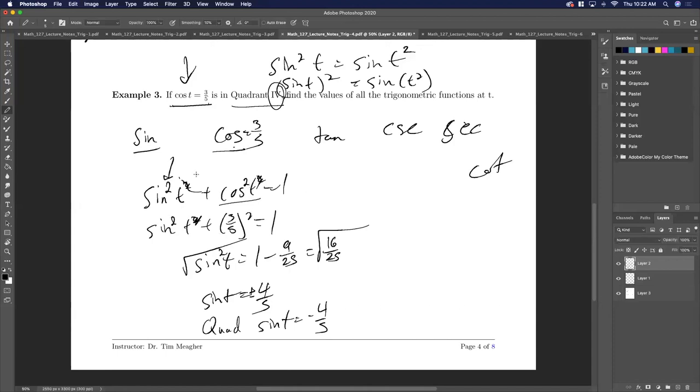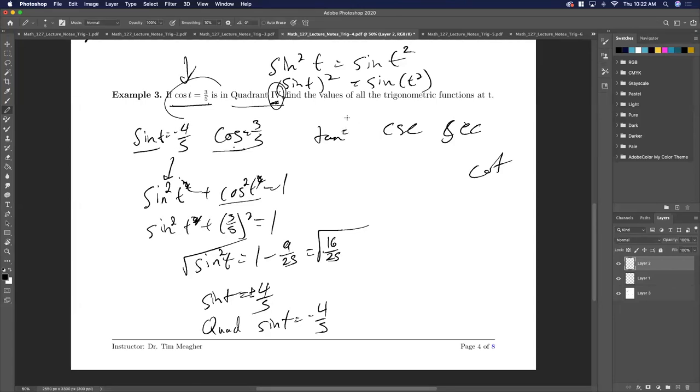So if I'm given one of my cosine or sine values, then cosine squared plus sine squared is equal to 1. You plug in the value you know, move it over, subtract across, take the square root, and figure out from the quadrant you're in that this would be negative 4/5. Now that I have this, I can fill out the rest. So sine of t is minus 4/5.